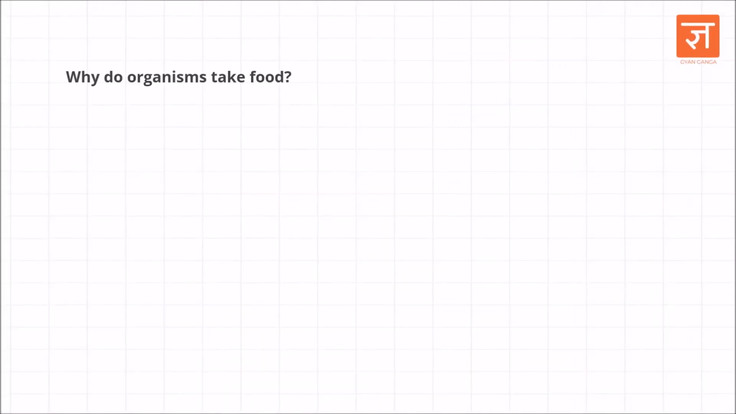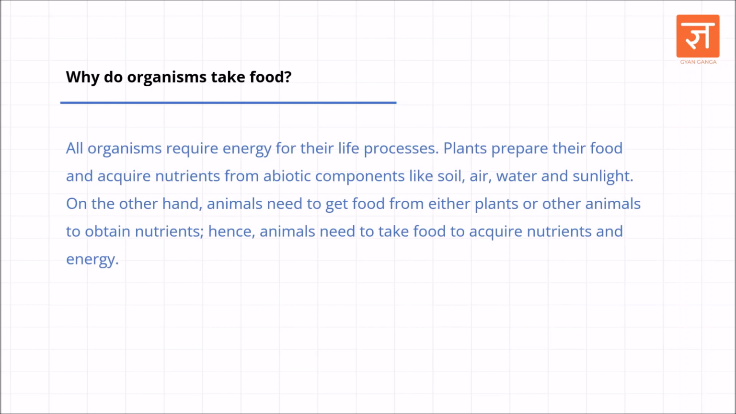So let us start with the question answer. सबसे पहला क्वेश्चन है, why do organisms take food? All organisms require energy for their life processes. हमें पता है एनर्जी चाहिए. So plants prepare their food using soil, air, water and sunlight. On the other hand, animals get food from plants or by eating other animals. Hence, animals need to take food. All living beings need to take food to acquire nutrients and energy.